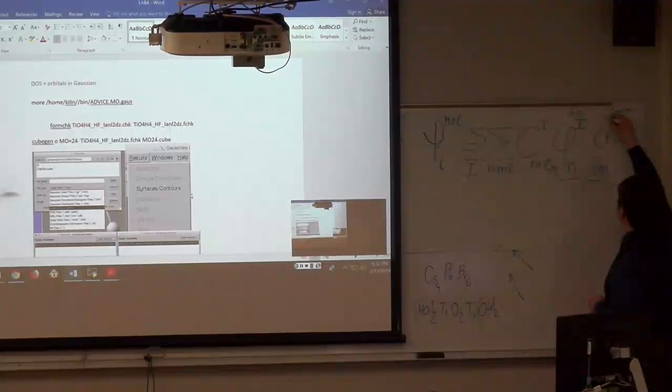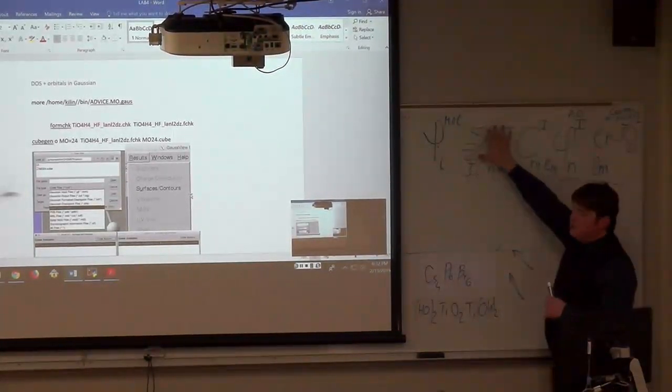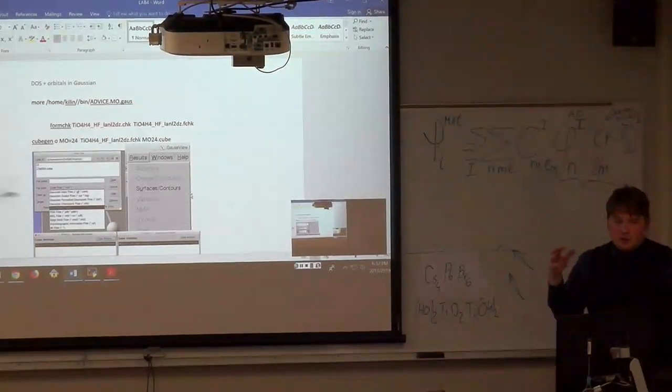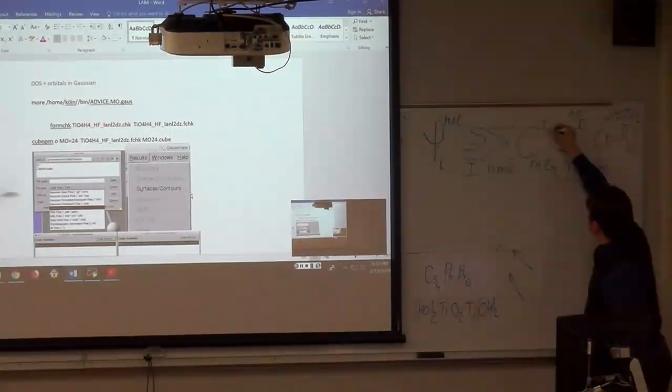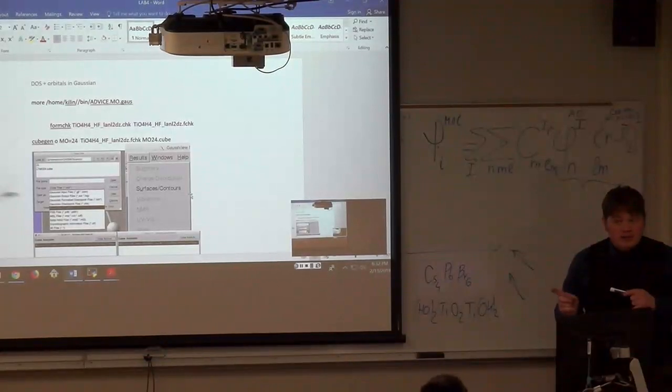Centered at nuclei number I. Make sense? Now, they all are added together, which is symbolized by the summation sign. But there are so many molecular orbitals. And they all, as we will see in a few minutes, are different.